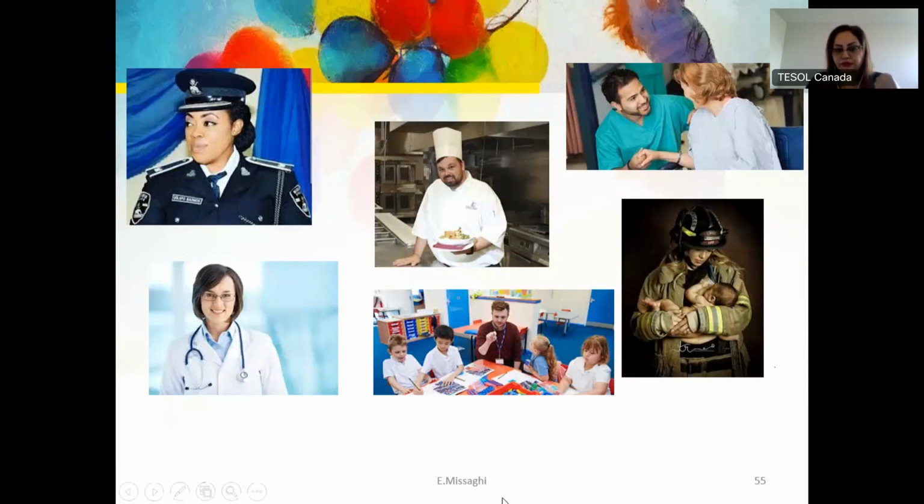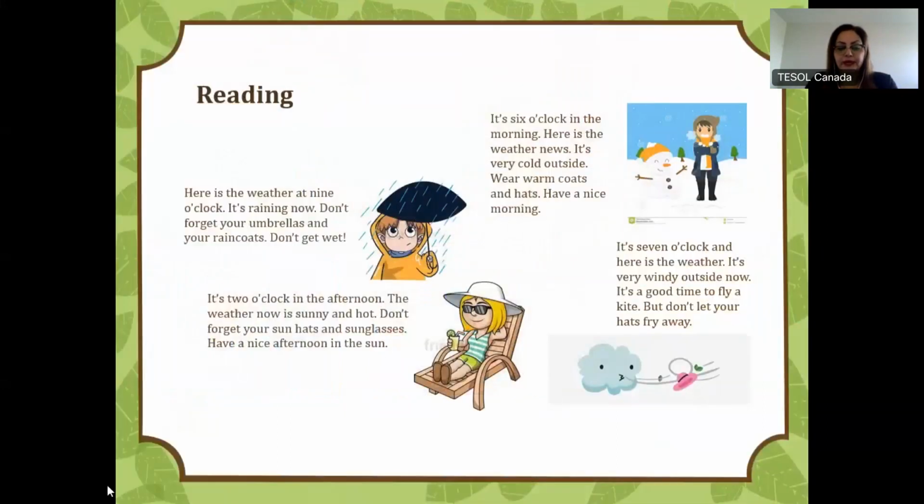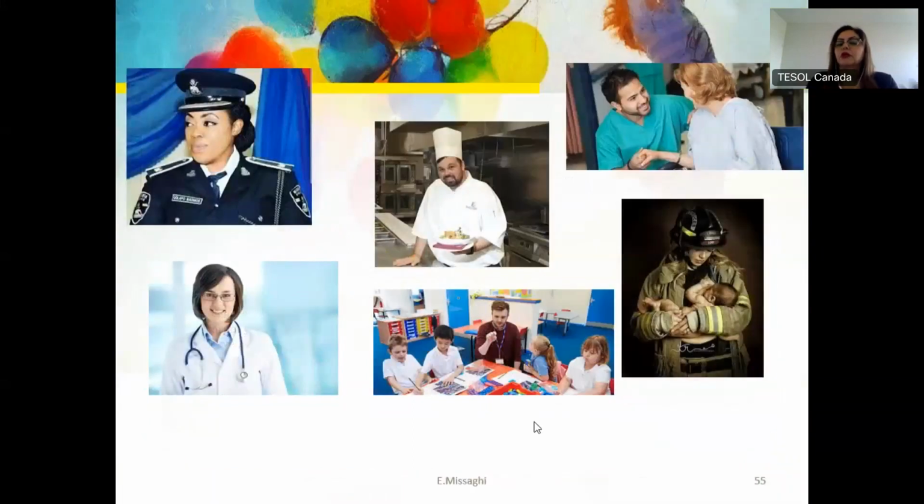So in this way, you get the feedback. They use the new words they learn, also in a correct sentence, in the correct grammar structure. Then you can ask them to talk about their family if they like.